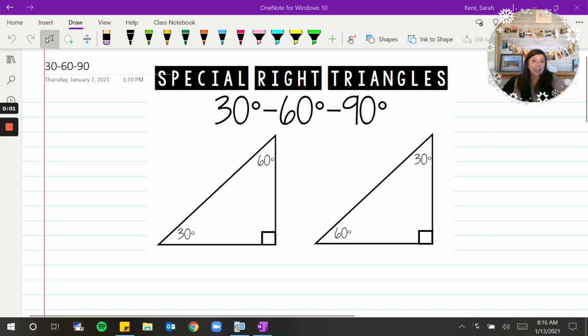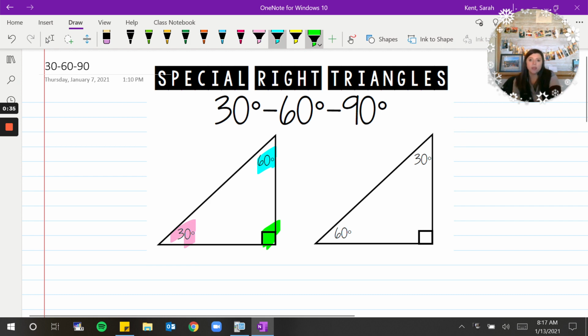All right, today we are looking at the other type of special right triangles, and these are 30, 60, 90. So that means one angle is 30 degrees, a second angle is 60, and you have to have that right angle. In the question, it'll either tell you 30 or 60. So if it says this top one is 60, the bottom one has to be 30. But we'll look at that in the examples.